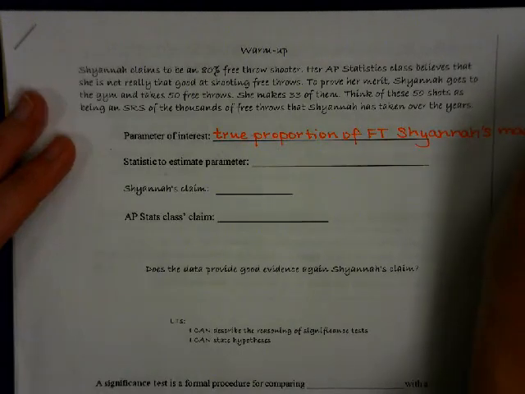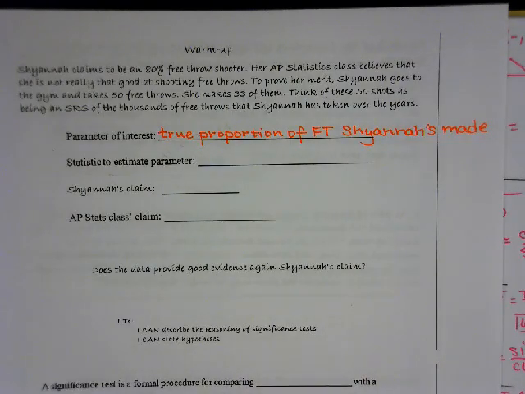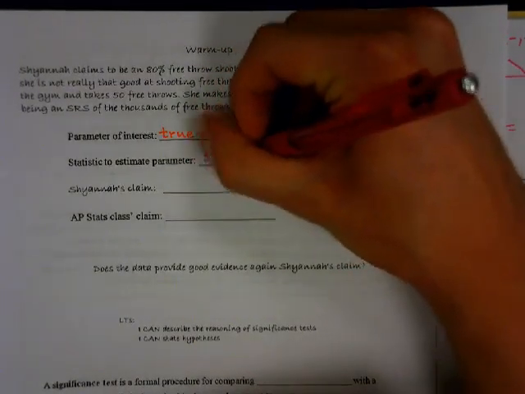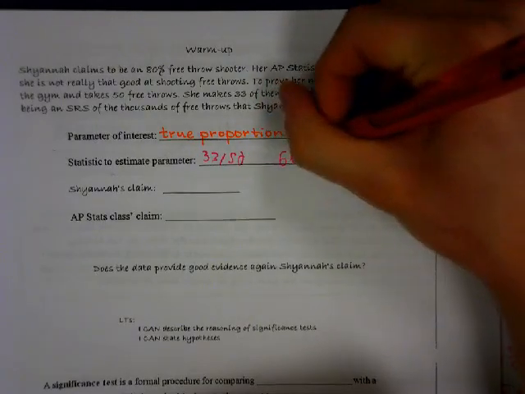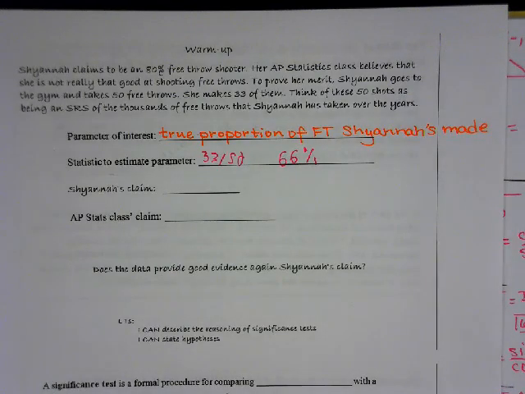All right, Hayden's going to come give us the statistic. Thank you, sir. 33 out of 50, otherwise known as 66%. Anna is going to come tell us what Cheyenne's claim is and what the AP Stats class's claim is.